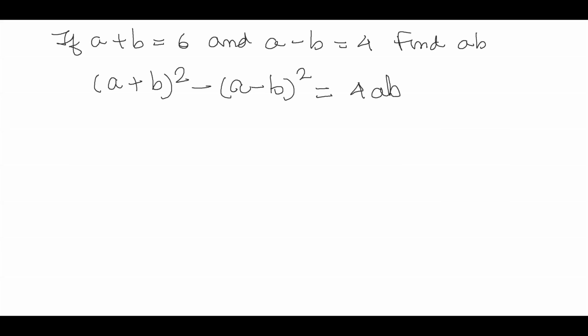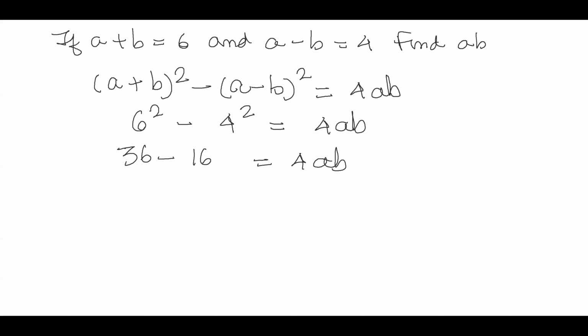Chalo, let us now put the values. This is going to be a plus b, 6. So we have 6 square minus 4 square is equal to 4AB. Now 6 square is 36. Goodness, you people are right. This is going to be 20 is equal to 4AB. And then finally, AB is equal to 20 upon 4, which is equal to 5.